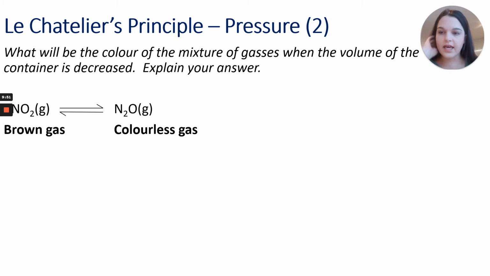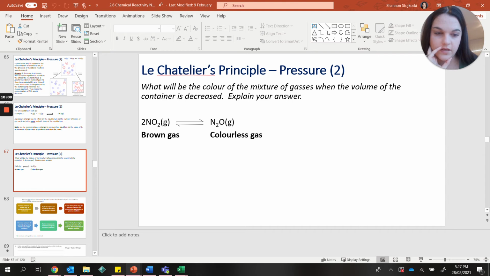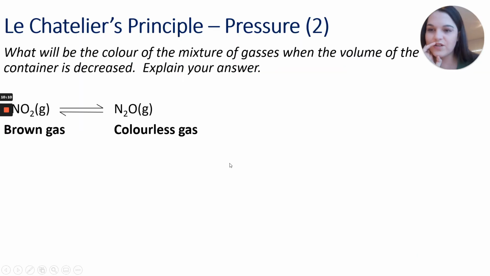So let's have a look at this one here. What will be the colour of the mixture of gases when the volume of the container is decreased? Yes, sorry, I couldn't see that 2 there. So we've got 2 NO2 going to 1 N2O over here.